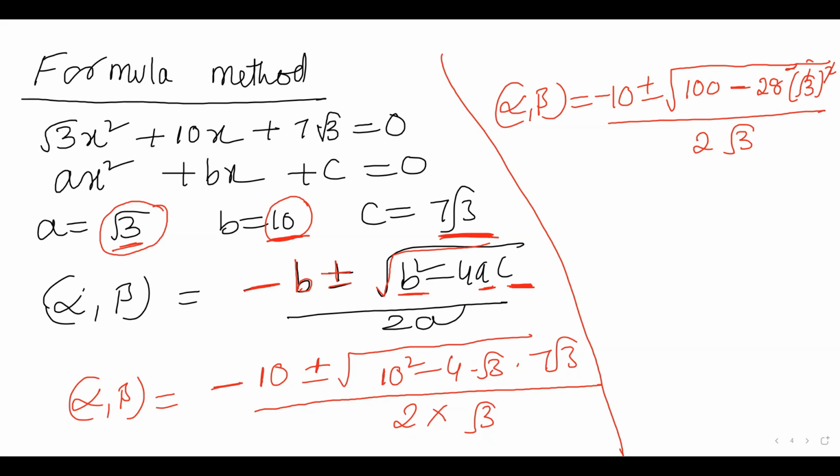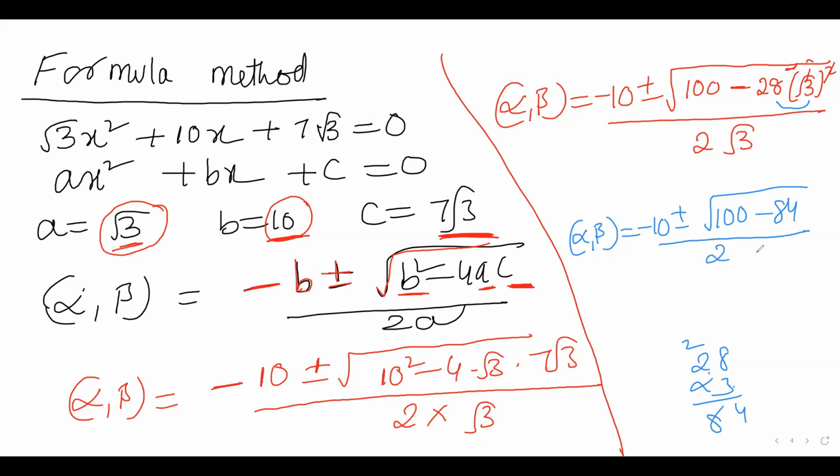Now next step, alpha comma beta is equal to minus 10 plus or minus 100 minus 28 3s are, 28 3s are: 3 8s are 24, 3 2s are 6, 7, 84, by 2 root 3. Next page: 100 minus 84 is 16. On the next page we will write 100 minus 84 as 16.